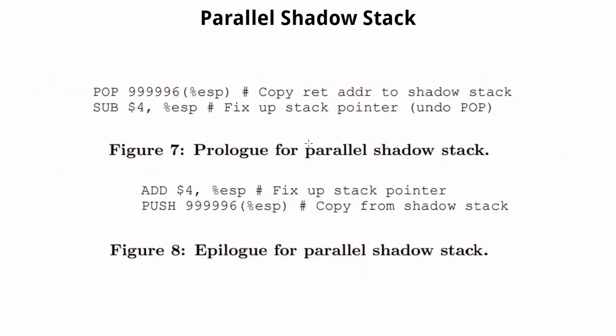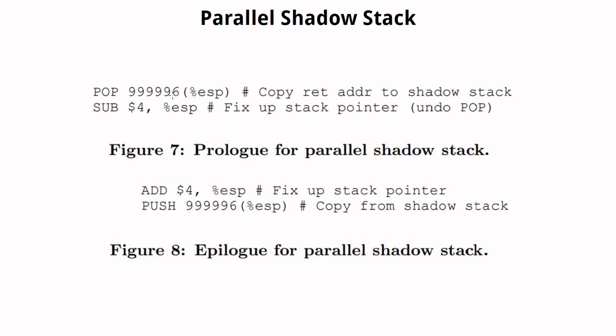This is basically the approach of parallel Shadow Stack. We only need 2 instructions at the prologue and 2 instructions at the epilogue. So at the prologue, we still need to make another copy of the return address to the Shadow Stack. ESP actually points to the return address. The pop instruction can actually move from memory to memory. So we use the pop instruction, and we pop it to ESP plus a fixed number.